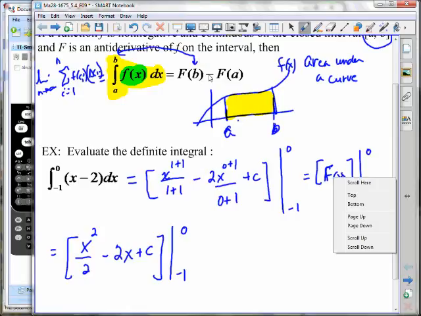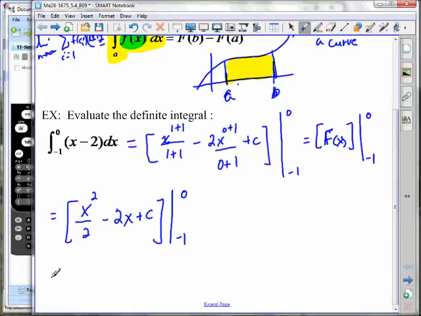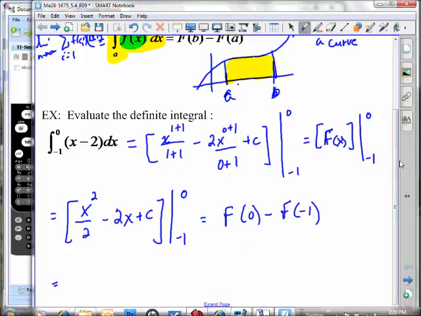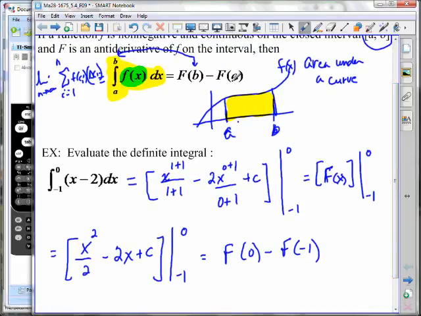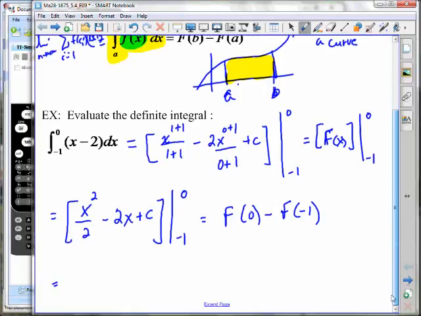Now, for me, b is 0 and a is negative 1. If I want to put 0 into the antiderivative, what does that look like? So I want to make this f of 0 minus f of negative 1. That's what the fundamental theorem of calculus says. I put the upper bound into the antiderivative and the lower bound, and I subtracted those.